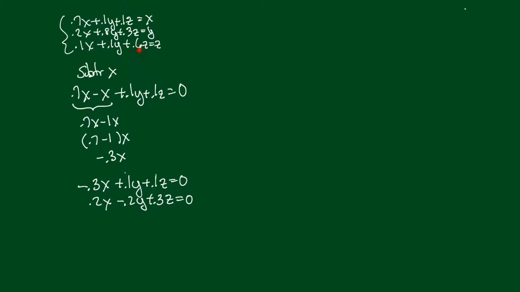And in that third equation, we're going to subtract the z. So I have 0.6z minus 1z, and 0.6 minus 1 is just like 6 minus 10, right? You get a negative 4, but this is decimals. So 0.6 minus 1 gives us negative 0.4. So we're going to have 0.1x plus 0.1y minus 0.4z equals 0.